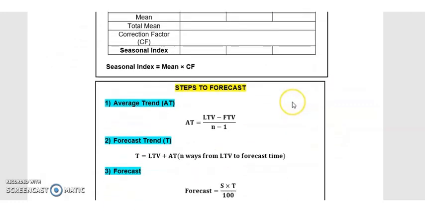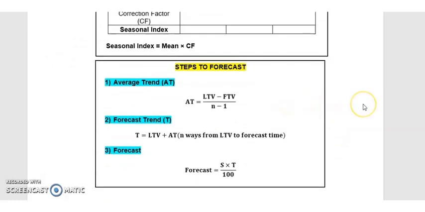Now, how to forecast? Our main objective is we want to do forecast or prediction. So these are 3 main steps to forecast. First, we need to calculate the average trend. Later I will explain in detail about this formula. After we estimate the average trend, we forecast the trend value.